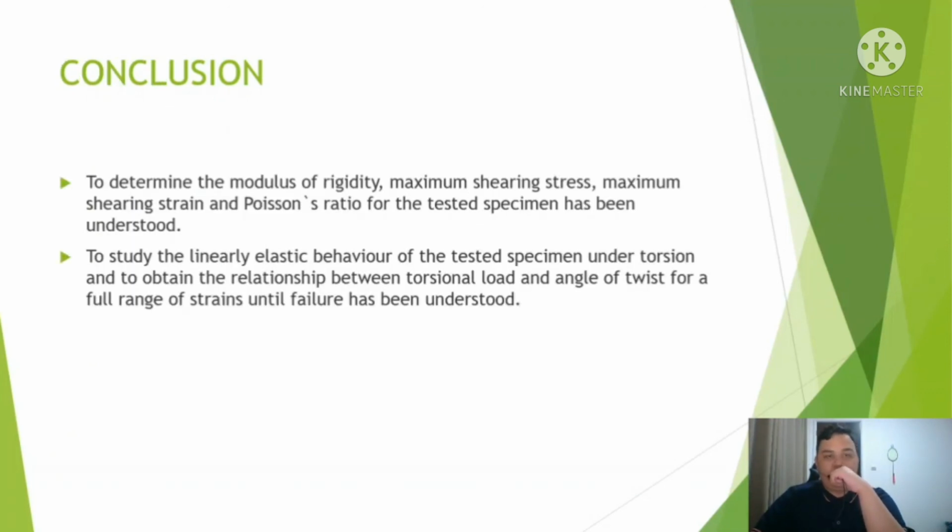For the conclusion, determining the modulus of rigidity, maximum shearing stress, maximum shearing strain, and Poisson ratio for the tested specimen has been understood. Studying the linearly elastic behavior of the tested specimen under torsion and obtaining the relationship between the torsional load and angle of twist for a full range of strain until failure has been understood.